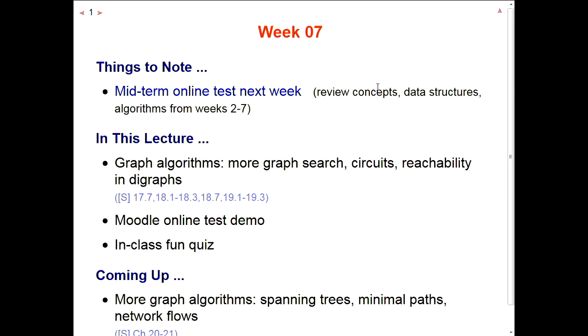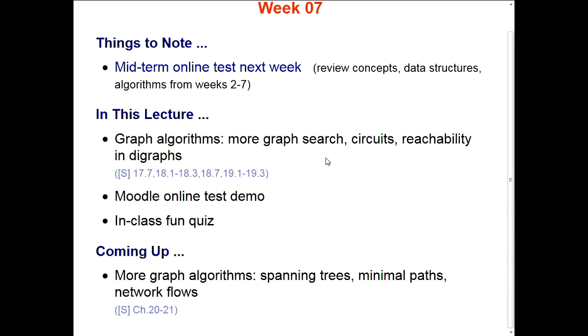What we will do in this lecture is we will be looking at more graph algorithms, circuits, and reachability in directed graphs. I will, at the very end, give you a demo of a mock quiz on Moodle, which I first of all show you so that you know what you can expect for the midterm online test. The environment will be exactly the same, so you will see how these tests look. And this mock test will contain 3 questions, which you can then also try yourself, because these questions are indicative of the type of questions that you can expect for the actual test.